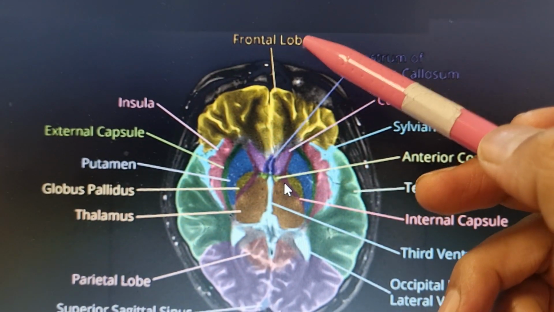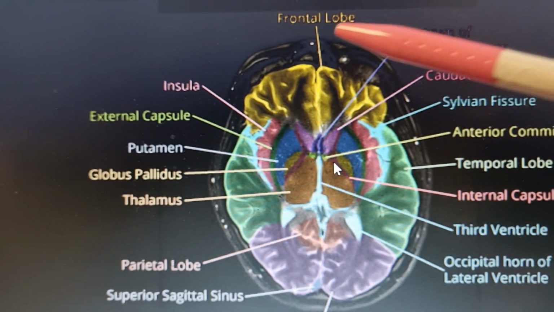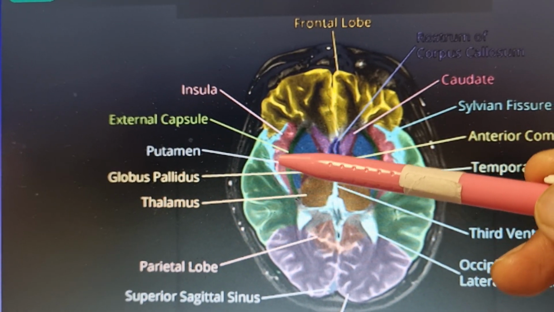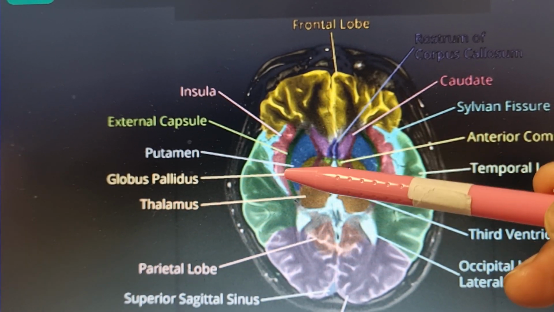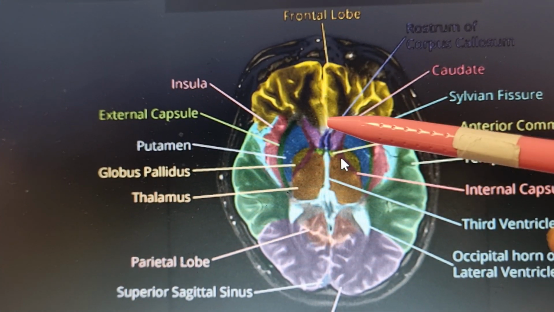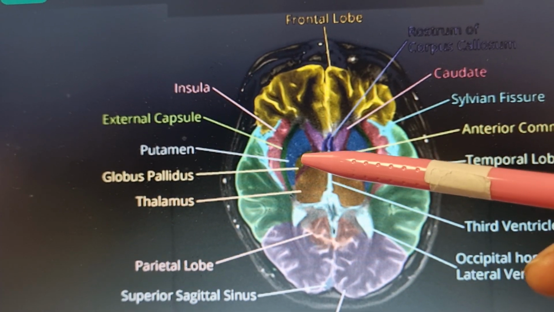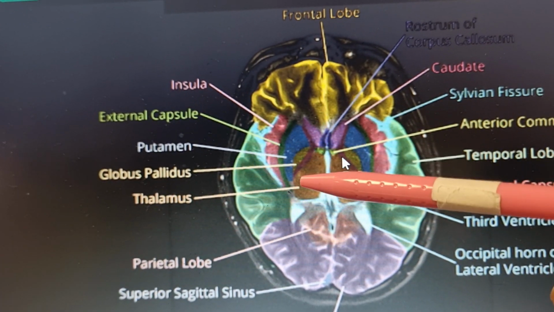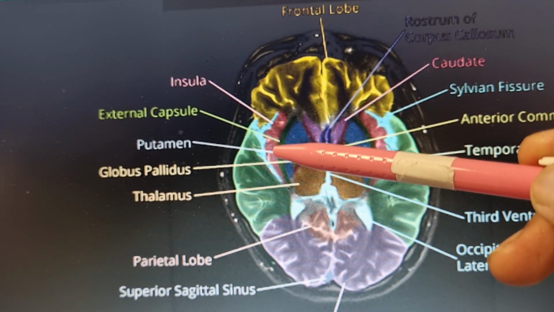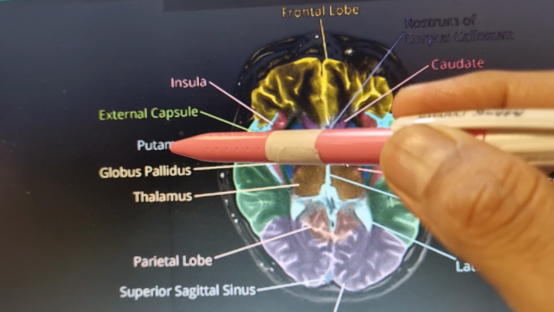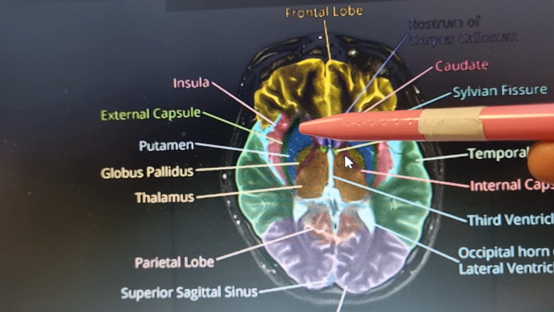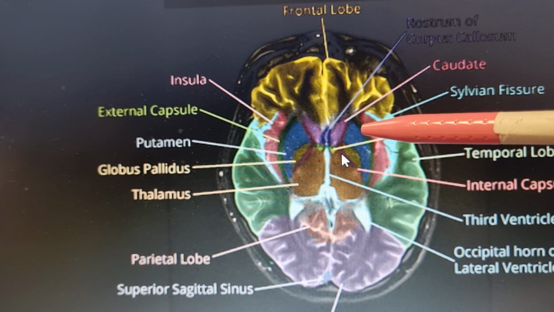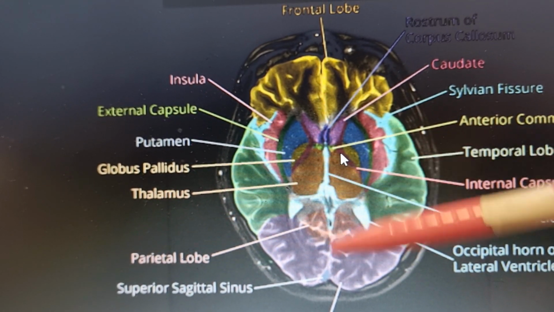This is the frontal lobe, in which this part is the insula, and this is the external capsule. This area is basically called the basal ganglia, in which there is the putamen. Inside this is the globus pallidus, and below this is the thalamus. So this whole area is basal ganglia: putamen, globus pallidus and thalamus. The same is on the left side.